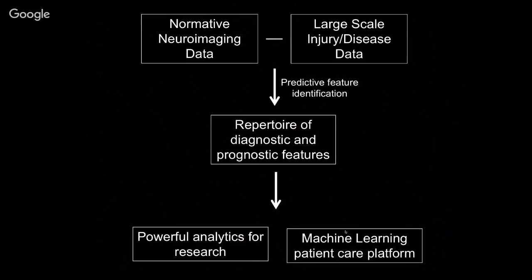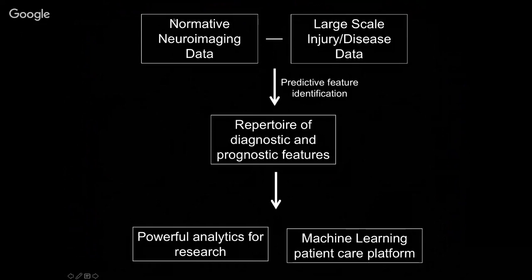So for all of these things that we've been talking about here over the last 40 minutes or so for quantitative imaging, normative neuroimaging data is extremely important. Normative neuroimaging data is the canvas upon which we can lay all of these individual findings. So whether it's large-scale injury or disease data, or whether it's smaller scale information, it's extremely important for us to understand what normal is, because normal can vary around the population based upon a variety of different measures.